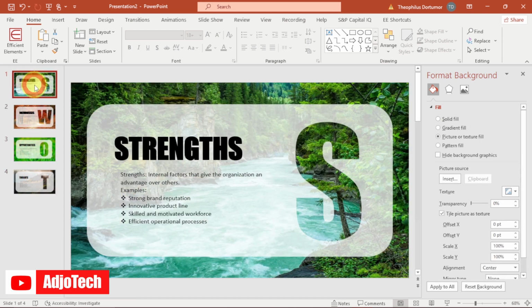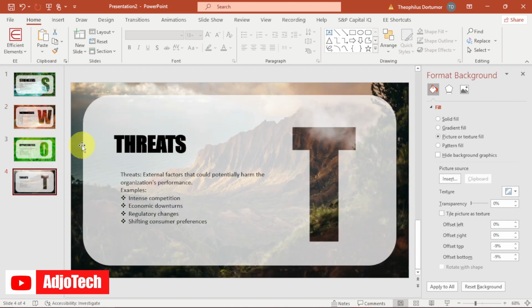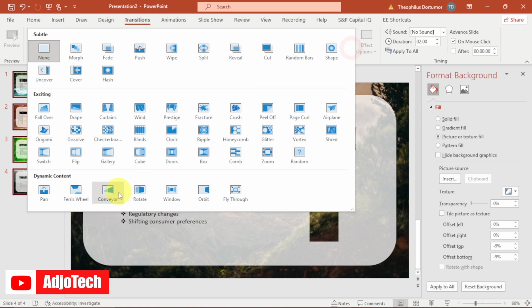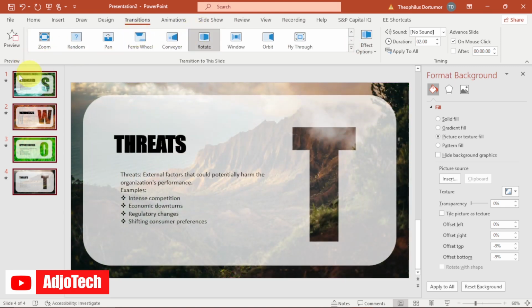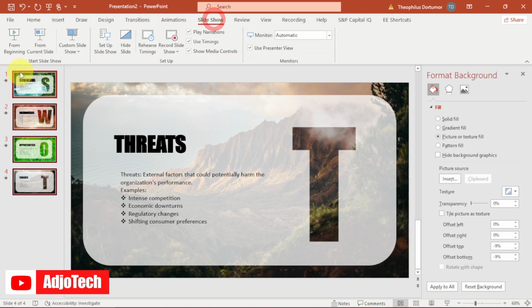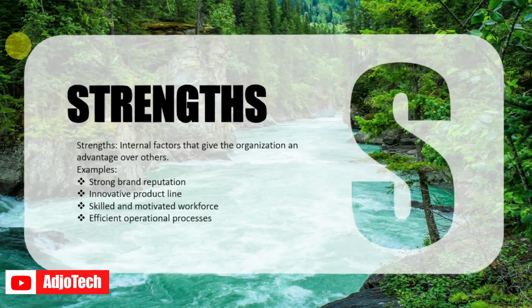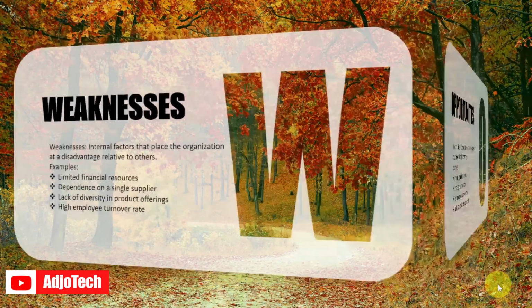So we have the strategy, we have the strengths, the weaknesses, the opportunities, and then the threats. Now select everything, all your slides, go to transition, select the drop down arrow here, and we are going to use the rotate option. Now if you play this slide, go to slideshow and start from the beginning, you can see you're going to get something like this. So this is basically how to create this amazing professional looking slide using PowerPoint.